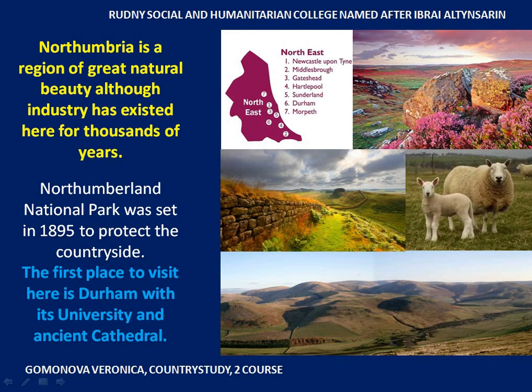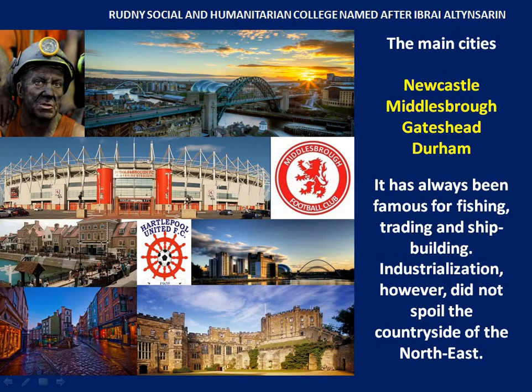The next region is called Northumbria or North East, and it is a region of great natural beauty, although industry has existed here for thousands of years. Northumberland National Park was set up in 1895 to protect the countryside. The main cities here are Newcastle, Middlesbrough, Gateshead, and Durham. It has always been famous for fishing, trading, and shipbuilding. Industrialization, however, didn't spoil the countryside of the northeast.